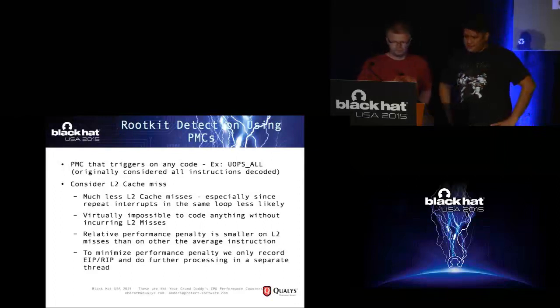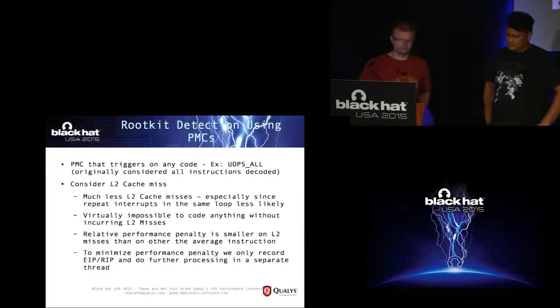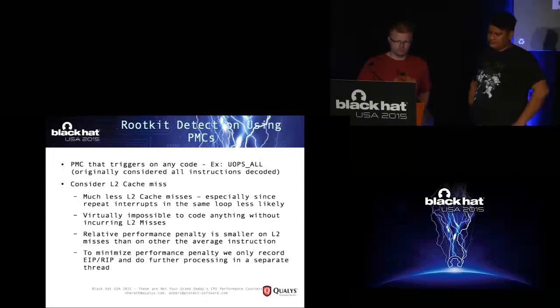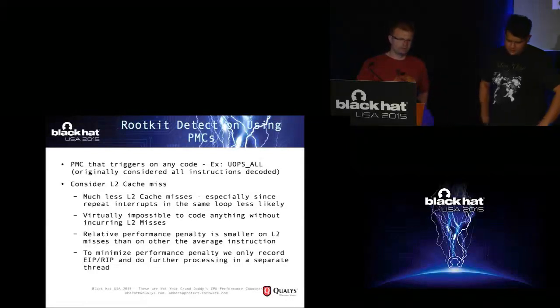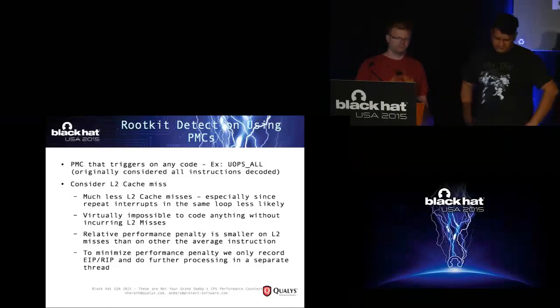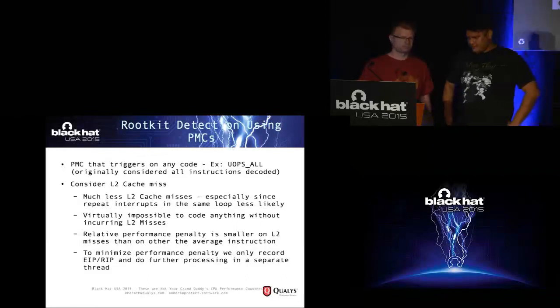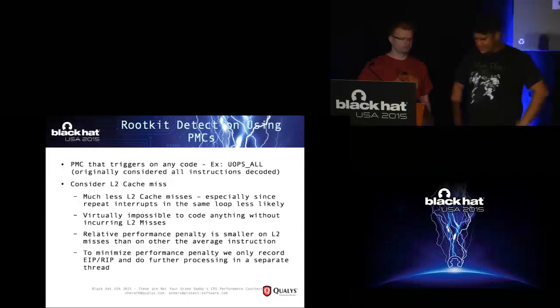So, a practical implementation: first we thought of all micro ops, which just hits too often. We also tried instructions retired, which triggers a bit less. But we ended up using L2 cache misses. This is because they're much rarer than instructions retired, but it's virtually impossible to avoid triggering L2 cache misses at some point. And also, the relative performance penalty for using L2 cache misses versus other things is that in loops, the cache will be loaded and we don't see the loop twice in the performance count.